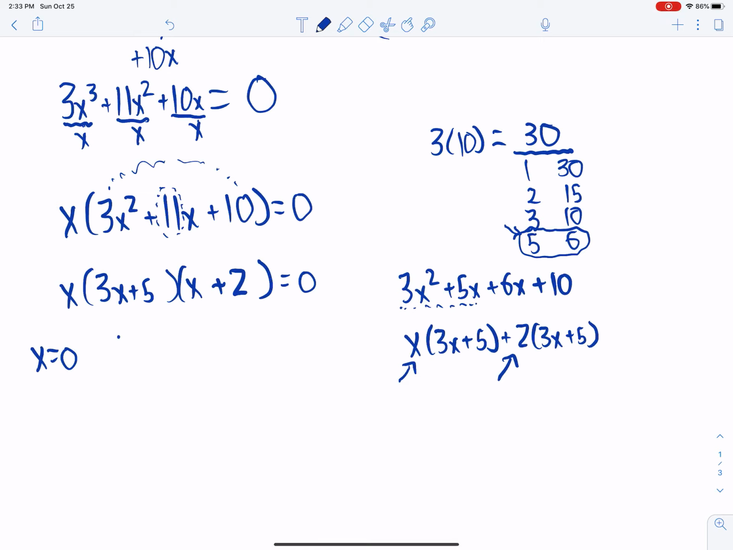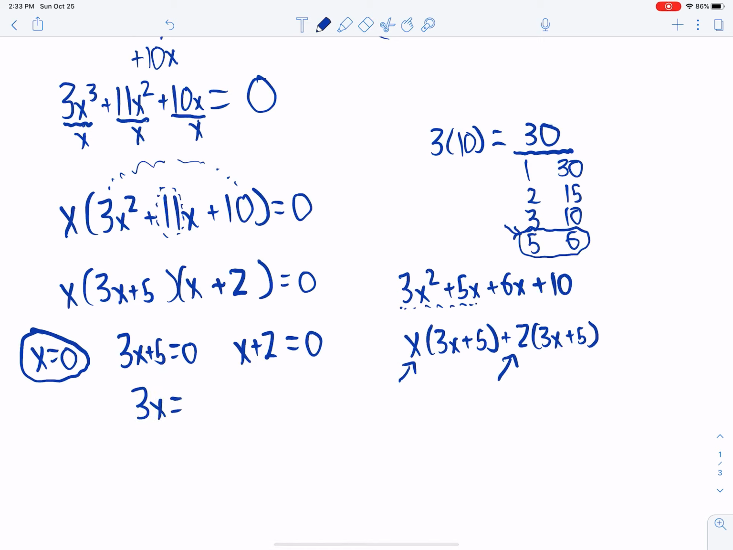So we have x equals 0, 3x plus 5 equals 0, and x plus 2 equals 0. That first one has already got x by itself, so x equals 0 is one of our answers. The next one, you subtract 5, and we would have 3x equals negative 5. And then when we divide by 3, we have x equals negative 5/3. So that's our second answer.